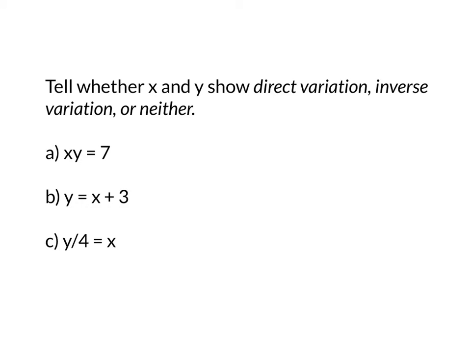Okay, tell whether each one of these shows direct variation, inverse variation, or neither. The first one, you have x times y equals 7. You could rewrite that as y equals 7 over x if you divide both sides by x. So that is definitely inverse variation. The second one, we don't have any variation that has a plus sign in it. So that's a neither. It's either got to have division or multiplication in it.